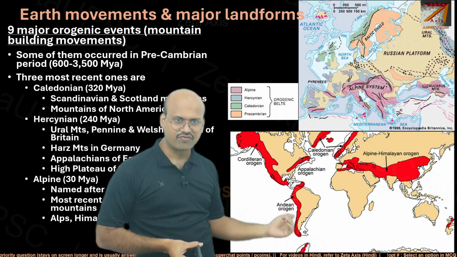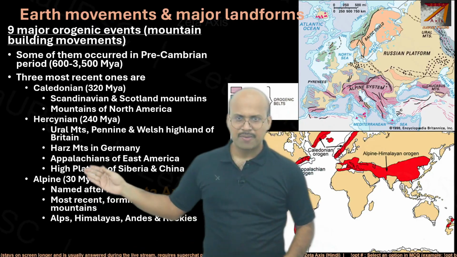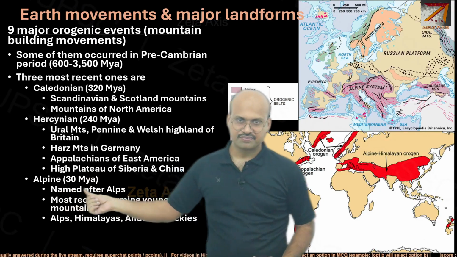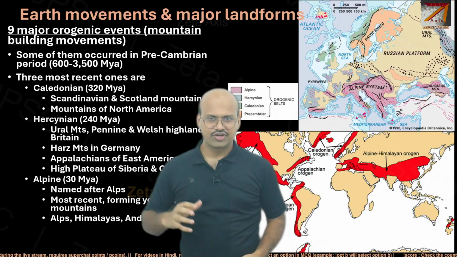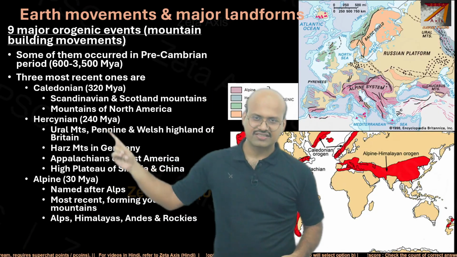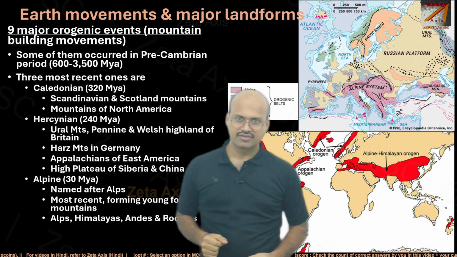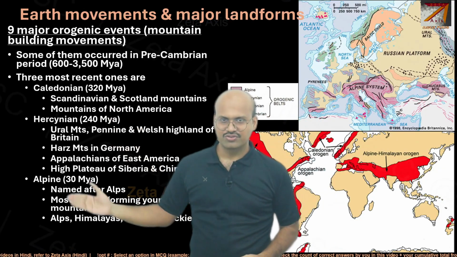So all these formations occurred in the Alpine era, or in this orogeny, which occurred around 50 to 30 million years ago. So all these years are basically an estimate. You will see slight variation in different books, but they are mainly classified into these 3 groups.